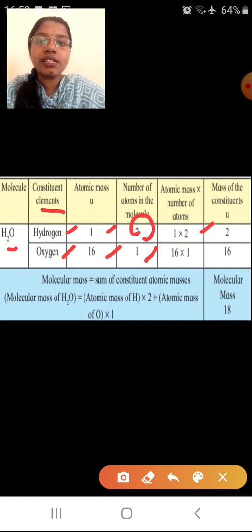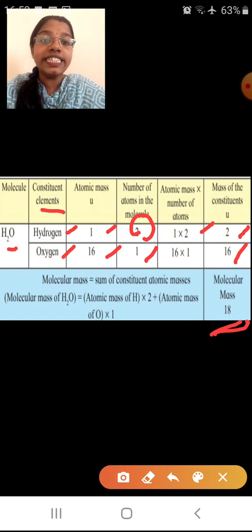Then the atomic mass of oxygen is 16, multiplied by the number of atoms. How many atoms are there? 1. So 16 into 1. Okay, so the mass of the constituents: 1 into 2 is 2. Can you see the multiplication answer here? And 16 into 1 is 16. So I am going to add these: 16 plus 2 is 18. So my molecular mass of water is 18. 16 plus 2 is 18.